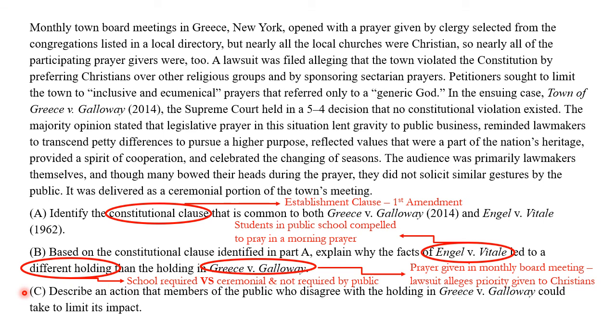Part C, describe an action that members of the public who disagree with the holding in Greece v. Galloway could take to limit its impact. Okay, so what can the public do if they don't like what the court has done here? And this goes back to understanding our checks and balances, right? You can protest the prayer, right? We're using our linkage institutions now, or you can vote for council members who want to abolish the tradition.